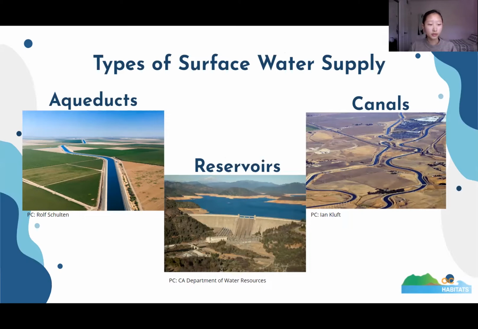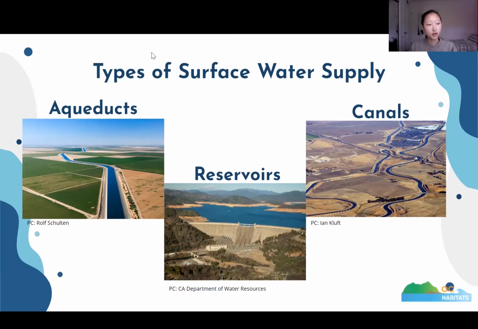Aqueducts are artificial channels used to convey water, typically in the form of a bridge. And reservoirs are large natural or artificial lakes that are used as water supply. We can see in this picture in the middle that the reservoir is held up by a dam. Canals are artificial waterways constructed to convey water for similar uses. Although they're very similar, the main difference is that aqueducts are used to move water from one location to another, while canals often connect one body of water to another.